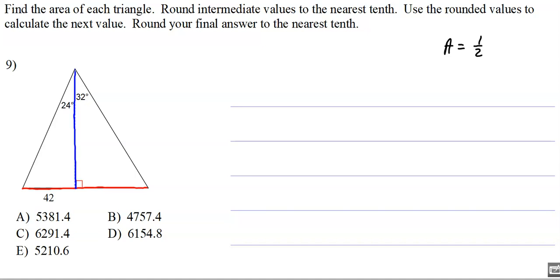I'll put the base in red and the height in blue. And I've got a lot of work cut out for me. So I always want to say, well, where do I have the most information? I have the most information right now in this triangle, because I've got the 24 and I've got the 42. What I would really like to have is this height here. So why don't we get after that?